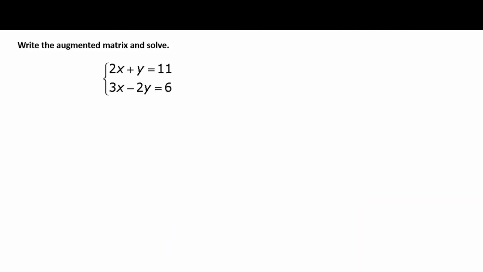All right, we're going to do an example, and the first ones are going to seem kind of confusing to you at first probably, but then as you get going, I think you'll figure it out. All right, so the first thing we want to do, the problem says to write the augmented matrix and solve.